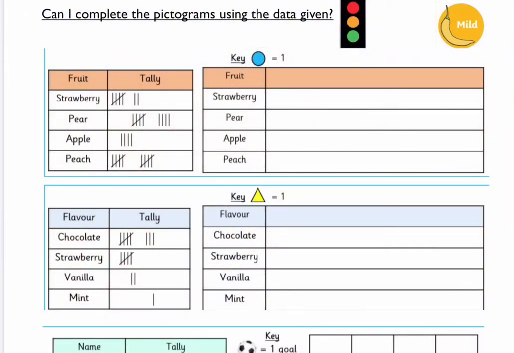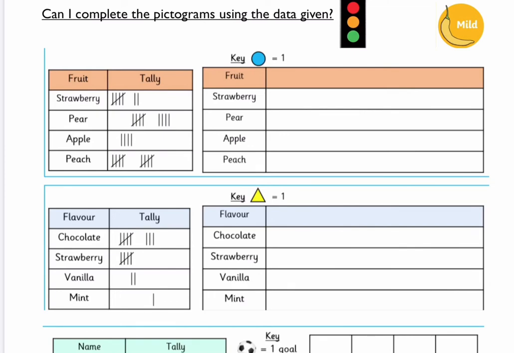Well done, children. I hope you enjoyed that video. Now it's your turn. I'd like you first to choose which level you would like to do today. Either the mild, the spicy or the hot. Now most of you will be choosing either mild or spicy. The hot level is aimed at year 3, just so you can think about that.